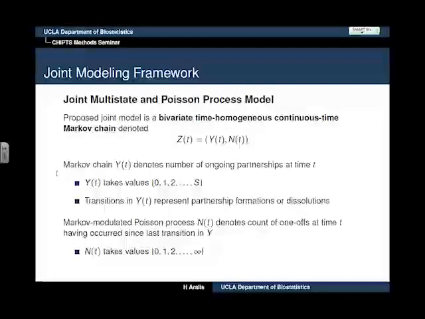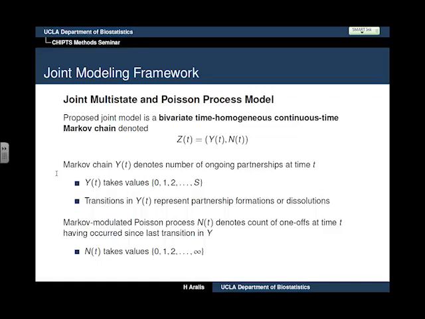Okay. So this actually creates a bivariate time homogeneous continuous time Markov chain, but we can use essentially this bivariate variable Z(t), which consists of Y(t) and N(t). We let Y(t) denote the number of ongoing partnerships at time t. So it can take integer values ranging from 0 to S, if you assume there's a maximum number. In this study, we would assume S equals 6, because that's the most partnerships that any one person could report having at any one point in time. And so then transitions in Y(t), our multi-state process, represent partnership formations and dissolutions.